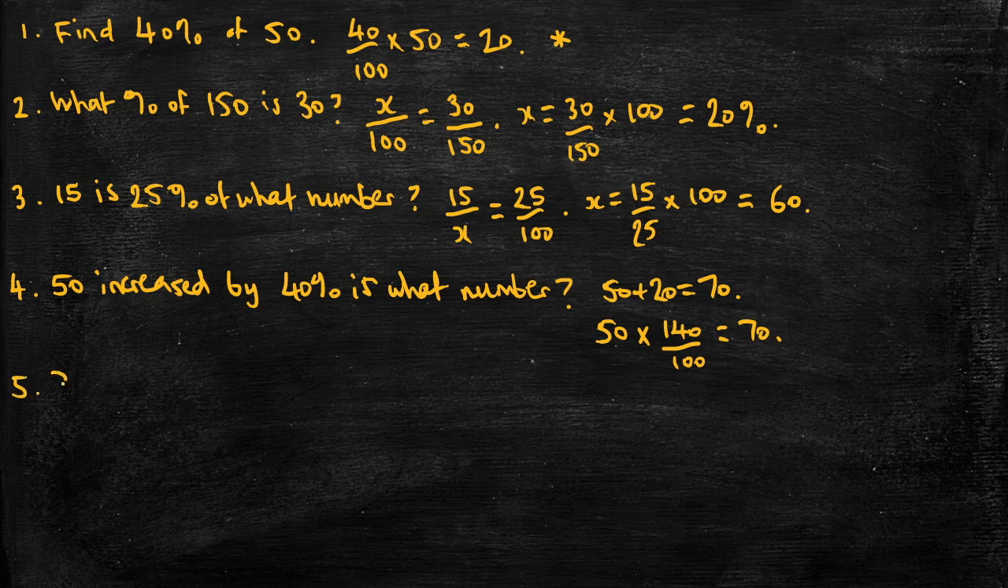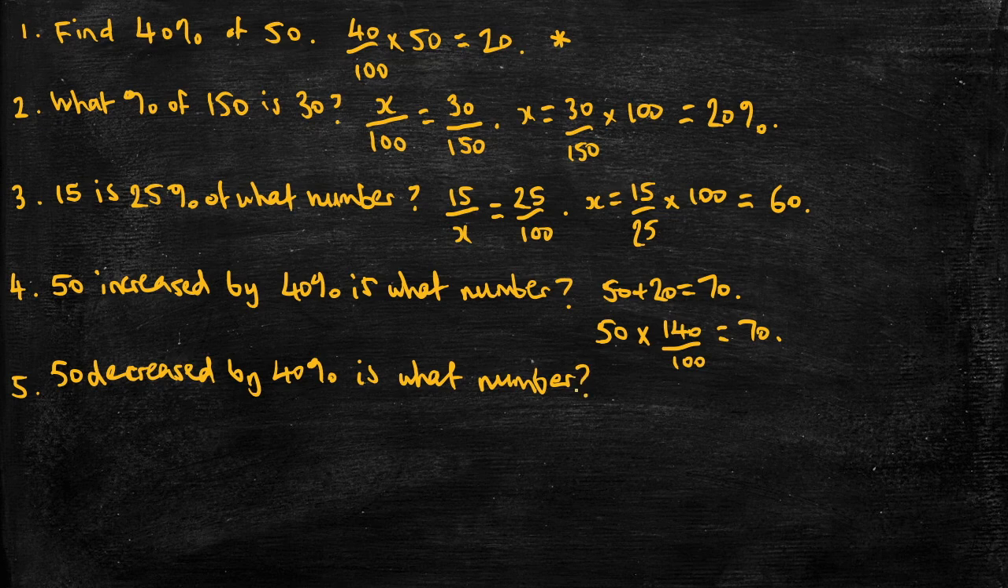Okay, next let's do 50, and let's decrease it. 50 decreased by 40% is what number? Again, we could do it in two steps by figuring out what 40% of 50 is and then subtracting it. So we'll get 30. Or we could do it in one step by multiplying 50 by, this time we're decreasing by 40%, so 60 over 100, the 60 coming from 100 minus 40. If we do that calculation, we get the same answer, 30.